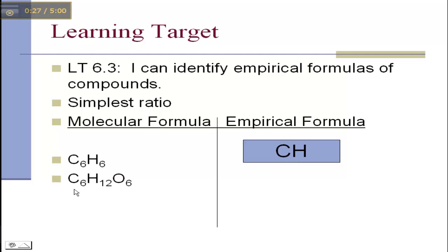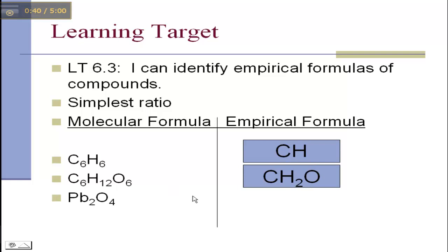If we look at glucose, C6H12O6, this ratio will reduce to 1 to 2 to 1, making our empirical formula CH2O. Pb2O4, 2 to 4 reduces to 1 to 2, so your empirical formula would be PbO2. So the empirical formula is just the simplest ratio of your atoms to each other.